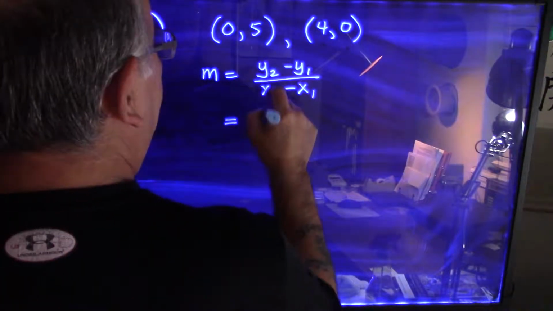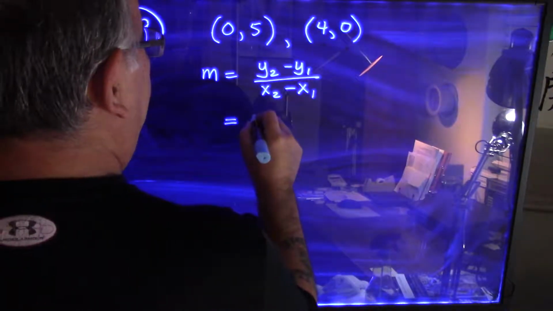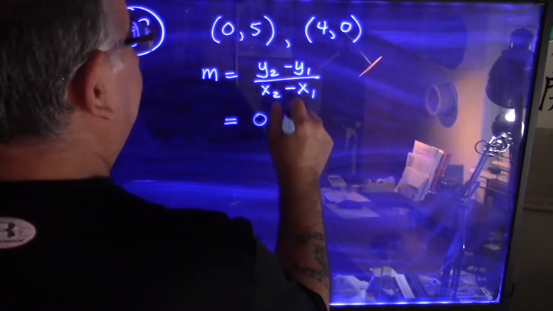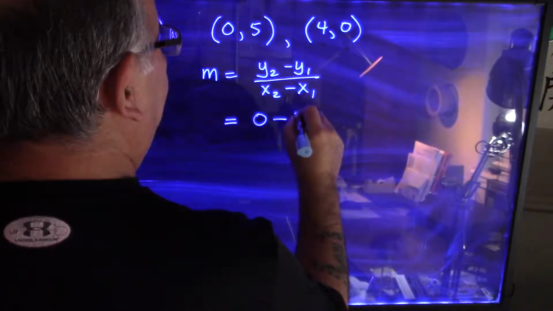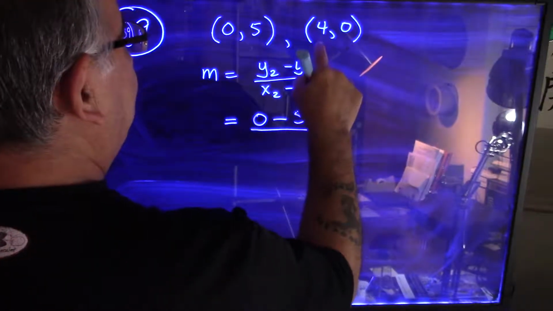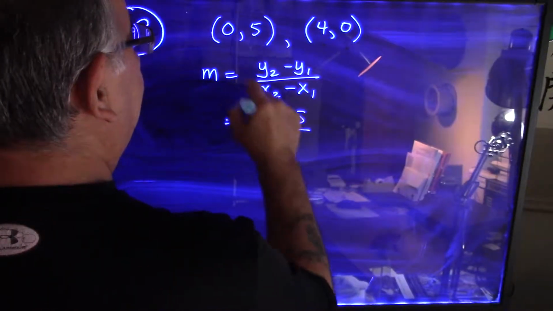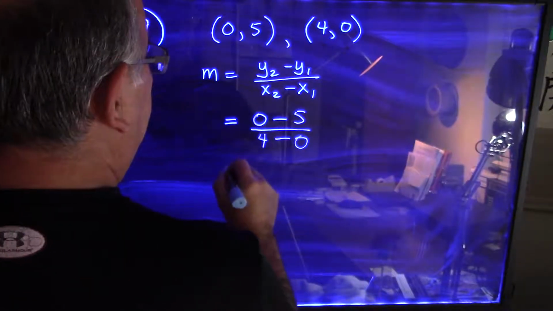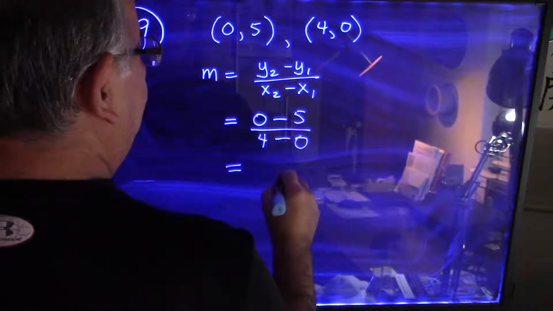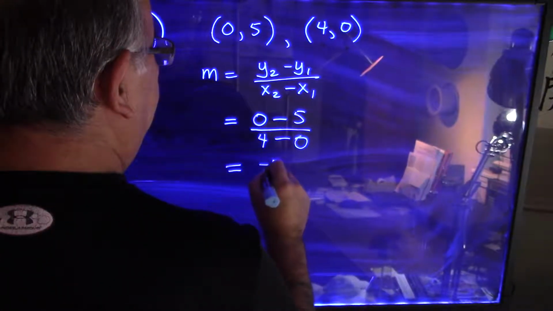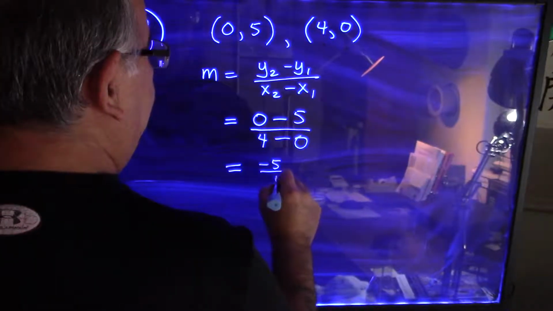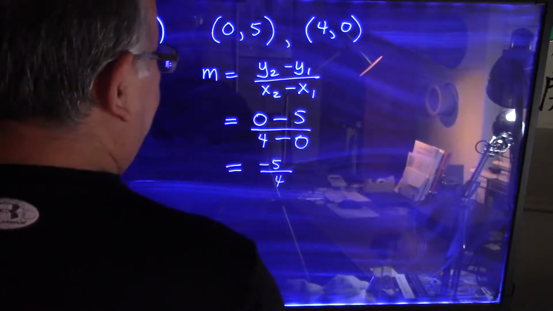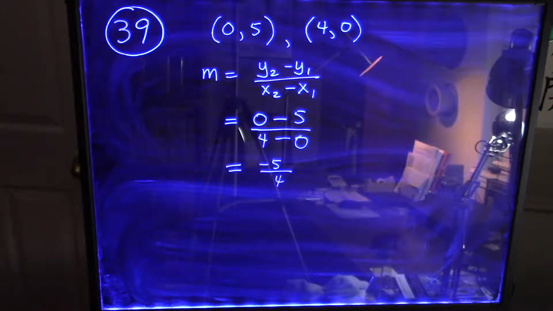So you got y2, which is 0, minus y1, which is 5, over x2, which is 4, minus x1, which is 0. So 0 minus 5 is just negative 5. 4 minus 0 is just positive 4, so it's just negative 5/4. Alright? There you go.